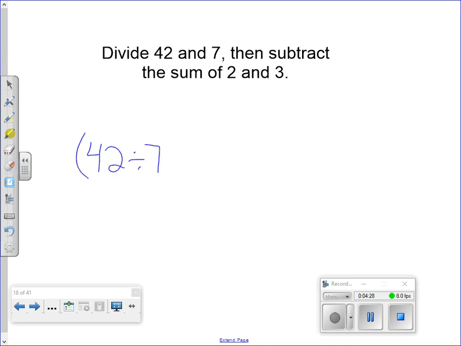Then, so I'm going to do parentheses, subtract the sum. So I'm going to subtract, but what am I going to subtract? The sum of 2 and 3. Divide 42 and 7, then subtract the sum. Putting it all together.